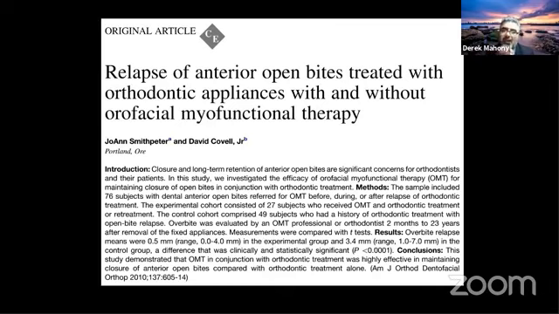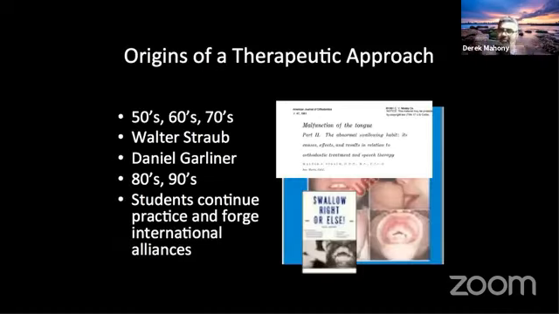And this was a paper out of Portland, Oregon, published in 2010. I love reading this paper because their null hypothesis was, if you close an open bite in a non-growing individual, what was more stable? Those that just had tooth movement or those who had tooth movement with myofunctional therapy? And let me tell you, the myofunctional therapy was a lot more stable. Of course it is.